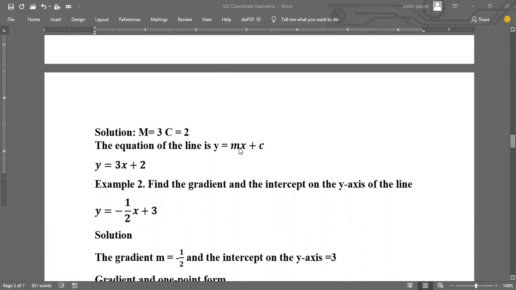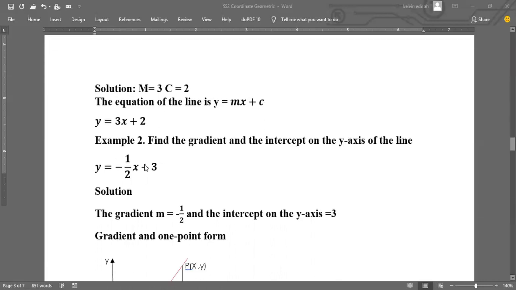Remember from this, the gradient m is 3. That is m times x plus c, which is the intercept. Remember, this gives the general equation of the straight line. So this is the equation of that straight line. The next one, we have to find the gradient and the intercept on the axis of the line. Normally they give something like this, asking to find the gradient and the intercept.